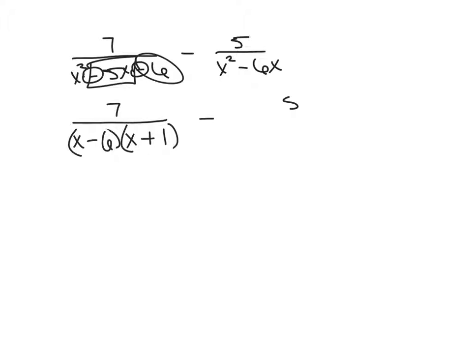Let's look over here at this right-hand side. I can factor out, see there's an x there and there's an x there, so I can factor out an x, and I've got x minus 6, right?